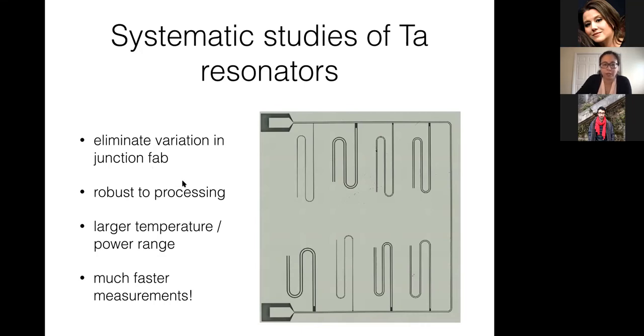oxide junction fabrication. And these resonators allow for a much larger temperature and power range for interrogating microscopic sources of loss. They're also much more robust to processing. So we don't have to worry about the chemical compatibility of aluminum when we try to do hypothesis testing for improving Qs.